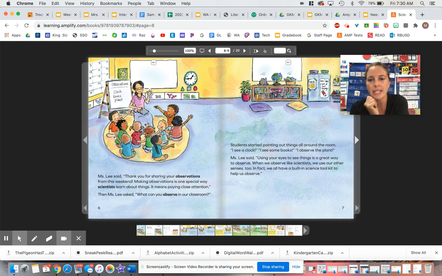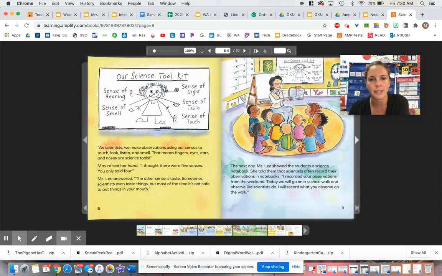When we observe like scientists, we use other senses too. In fact, we all have a built-in science kit to help us observe. Our science toolkit: sense of hearing, sense of smell, sense of sight, sense of taste, and sense of touch. As scientists, we make observations using our senses to touch, look, listen, and smell. That means fingers, eyes, ears, and noses are science tools.